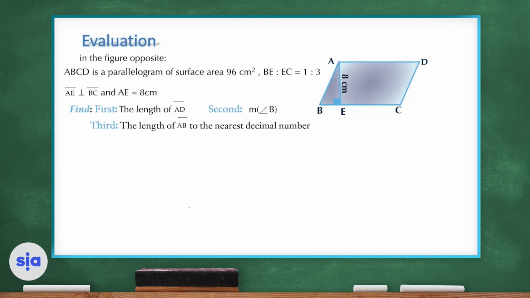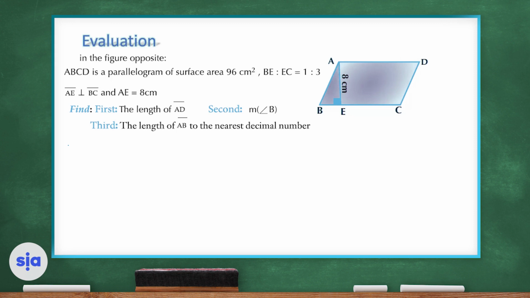The question says, in the figure opposite, ABCD is a parallelogram that has area 96 centimeters squared and BE to EC, they have a ratio of 1 to 3. And also the question says that AE is perpendicular to BC and AE has length of 8 centimeters. The question first wants us to find the length of AD.